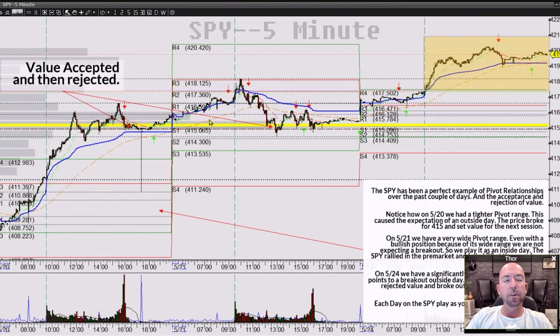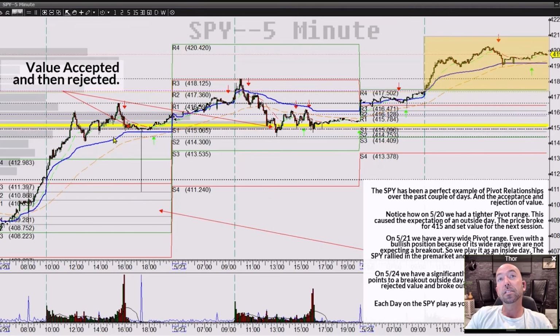Here's a little example. This is on the SPY from a little while ago. It was like May of last year, I think. You can see here, look how we bought S3, but because of the tight range, look how we broke out. Look at the wider range, that was the next day. Look how we stayed inside the range. And then on the next day, R4, we had a tight range again, look how we broke out.